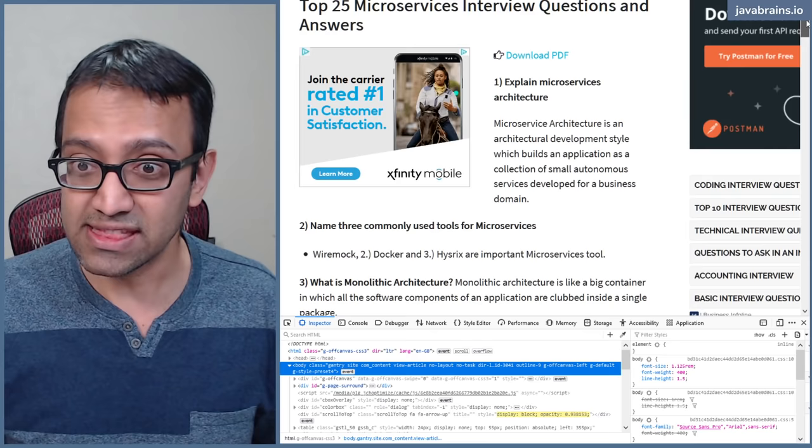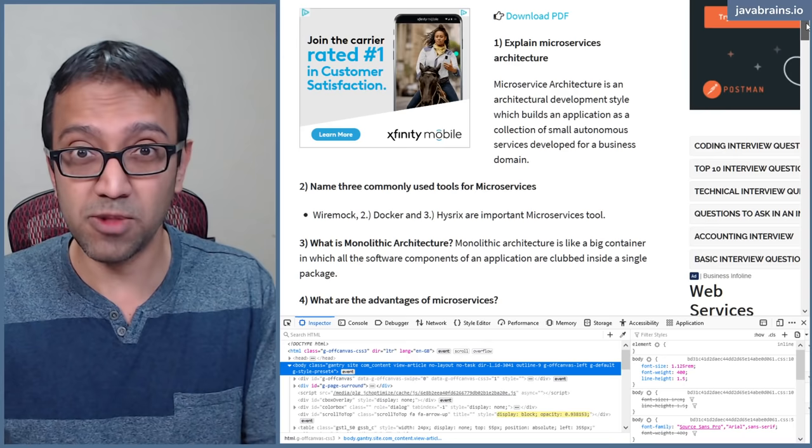And again, the key here is it's not about the code base. It's about what gets built and what gets deployed. If it's built and deployed as a single package, then it's a monolith.